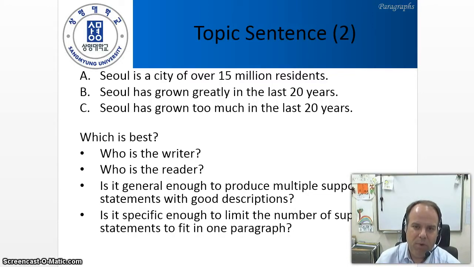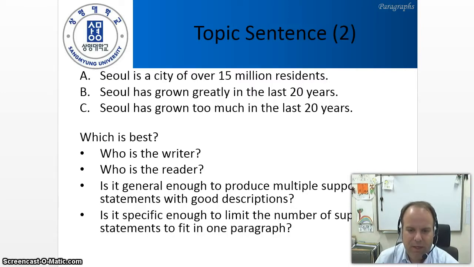You can easily support this. As a novice, you could probably limit the number of supporting statements. However, if you're writing for a group of experts or you yourself are an expert, you might need to go into more detail. So for that reason, it is possible to go into B and A as topic sentences. They would be much more difficult to write for.